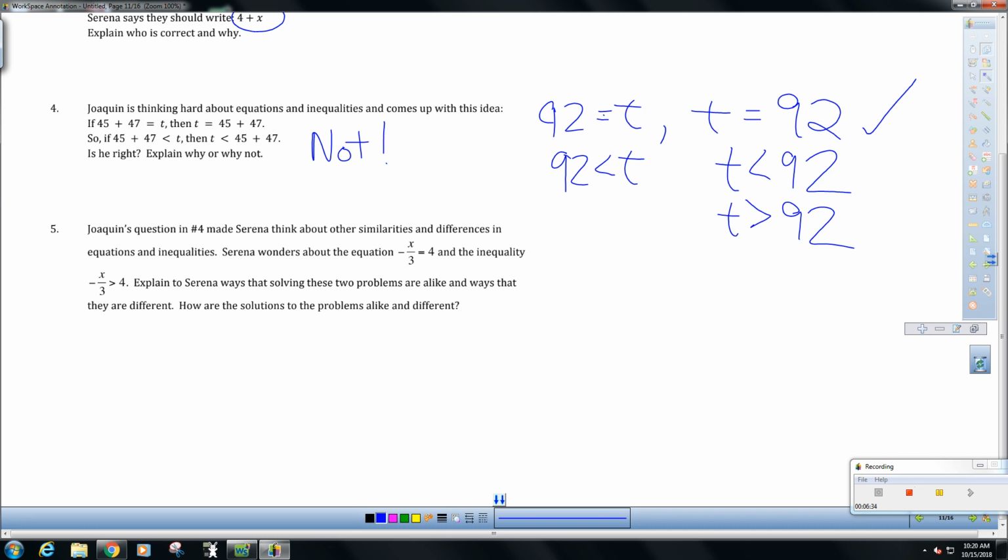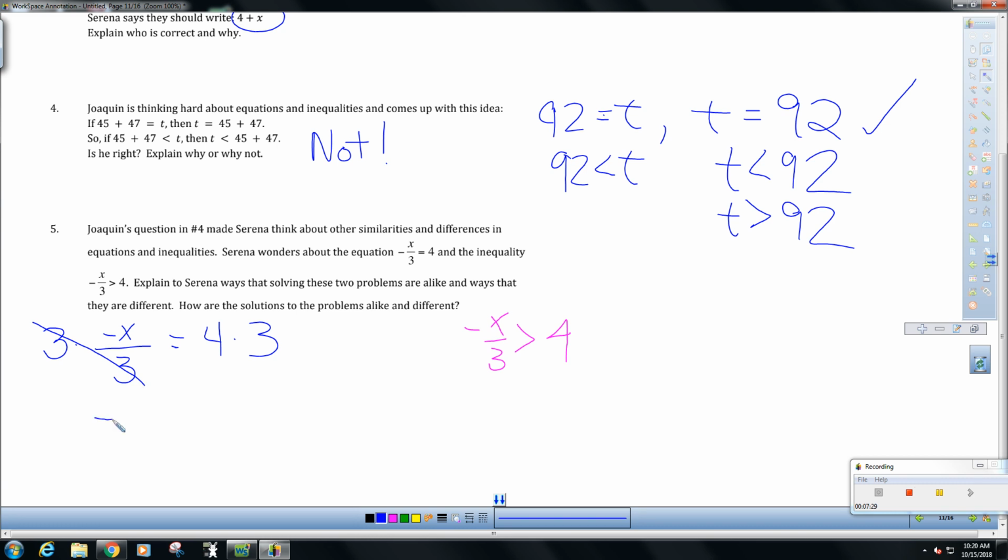Let's just do a little case study. So negative x over 3 equals 4. We'll do that in blue. And then sometimes green's hard to see, so I'm going to switch over to pink. Negative x over 3 is greater than 4. Okay, let's multiply both sides by 3.